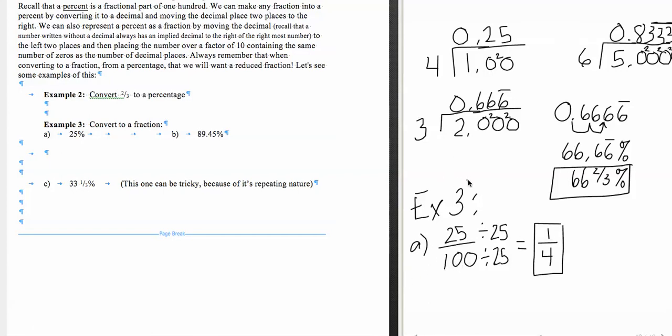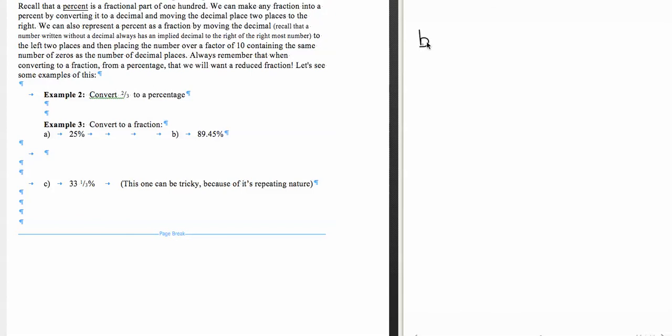And then the next one is 89.45% as a fraction. I'm going to do that one on my second page here because I'm going to run out of room. So we have 89.45%, so we have 89.45, and that's parts of 100. Now we don't allow decimals in a fraction, so we have to move this decimal out of here. So we're going to multiply both the numerator and the denominator by 100 so we can get that decimal out of there. That's one way that we could do this.